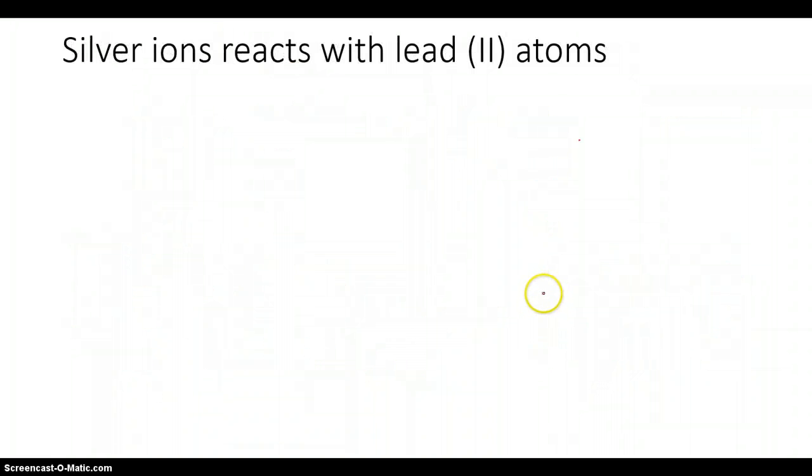Now let's take a look at one that's maybe just slightly more difficult. We have silver ions reacting with lead 2 atoms.